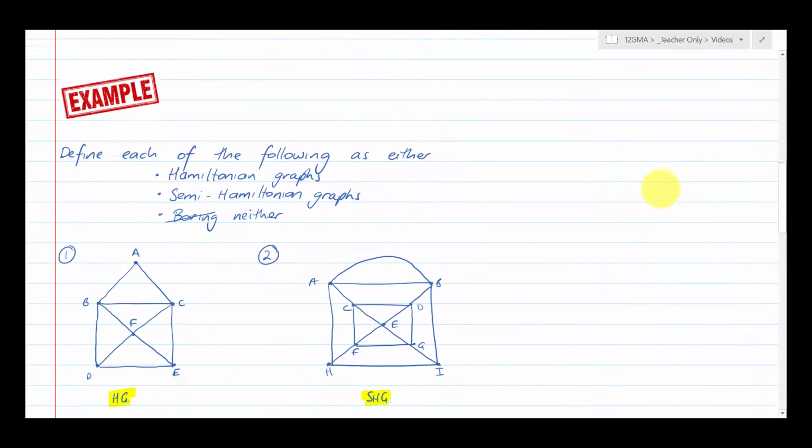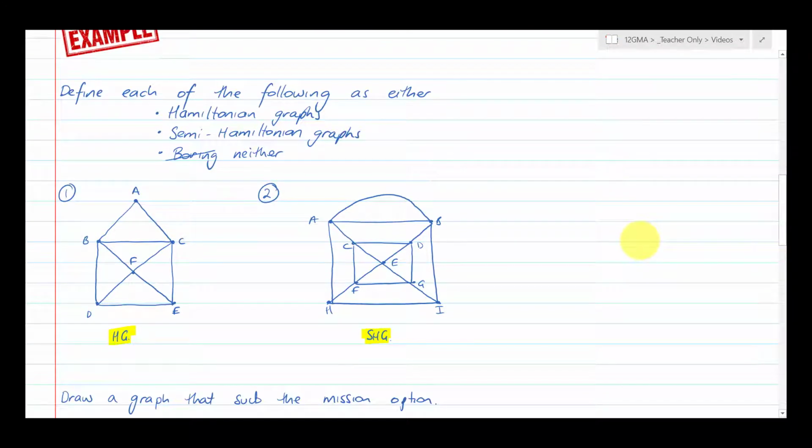Let's have a look at an example. Define each of the following as either Hamiltonian graphs, semi-Hamiltonian graphs, or neither. I've written the answers there, but I think I actually ended up planning and getting it wrong. But let's have a look at this.